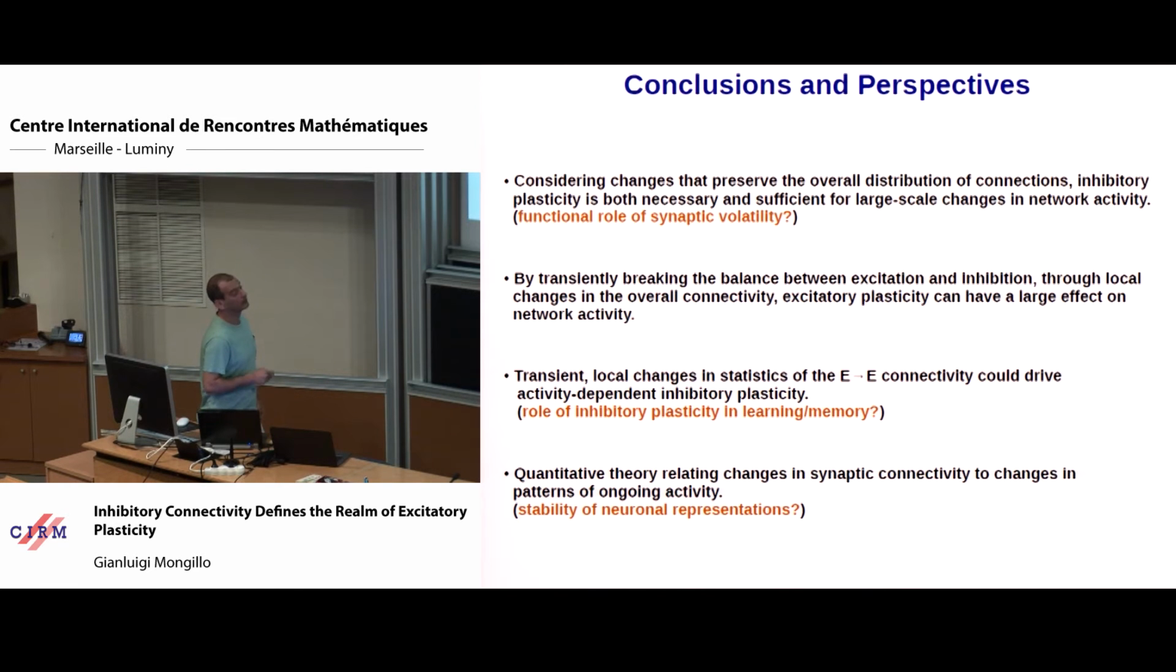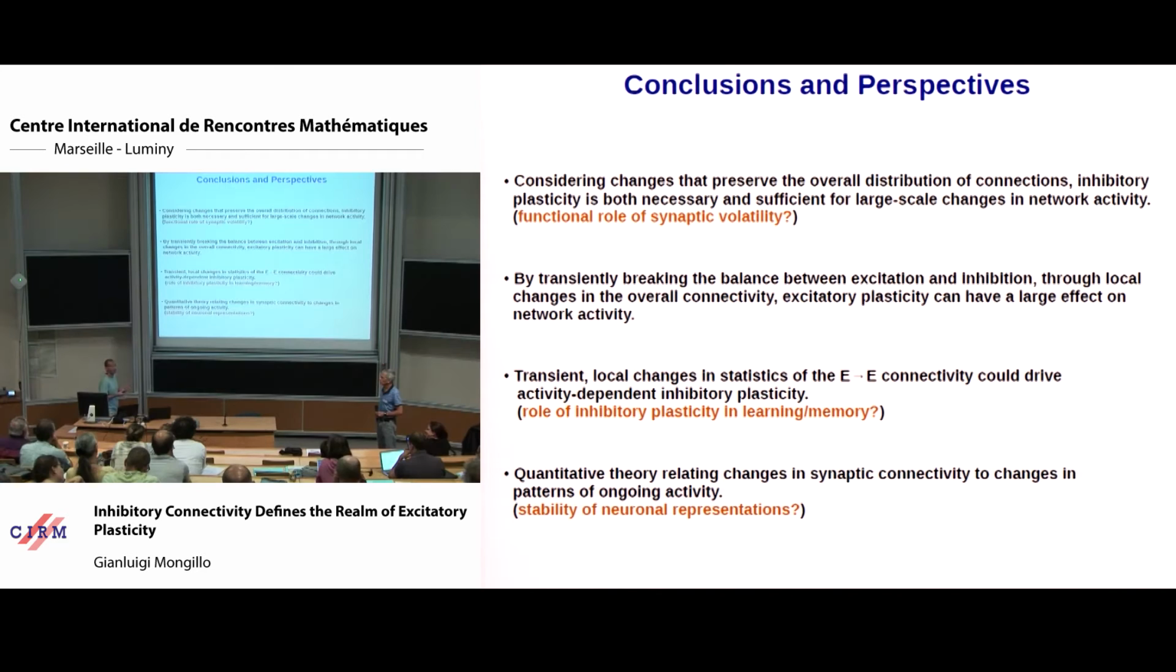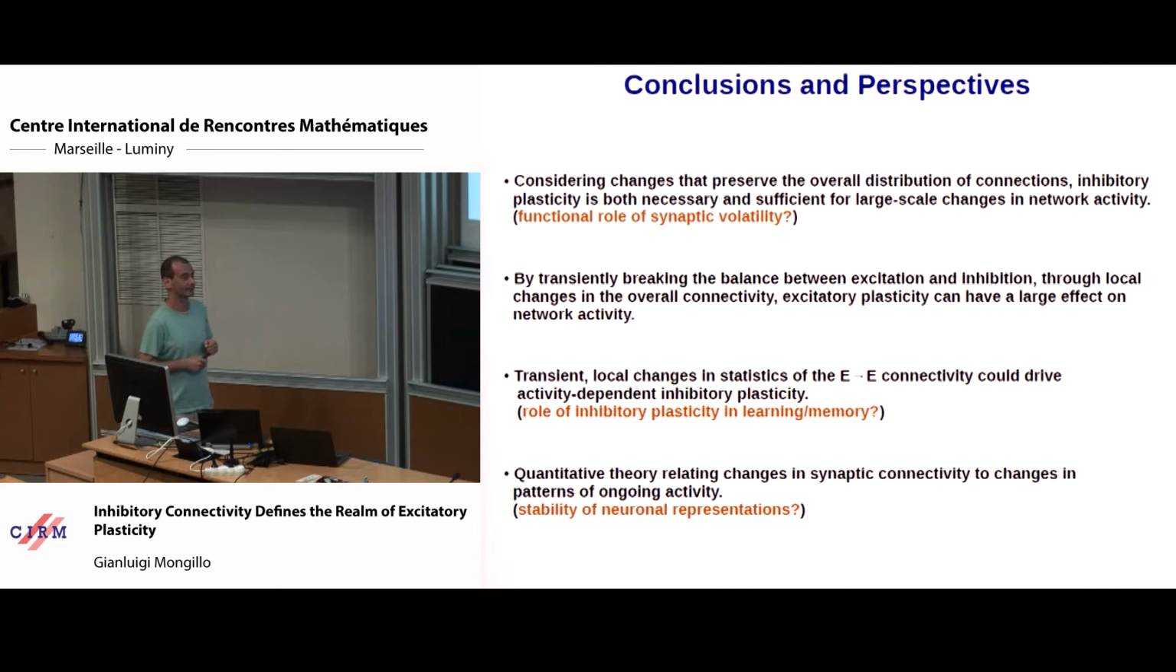And just one speculation is that this, in fact, could be a way in which information is embedded in the inhibitory network. So basically, in this way, this will be a signal for inhibitory plasticity to start compensating this imbalance, and so we can discuss this later.